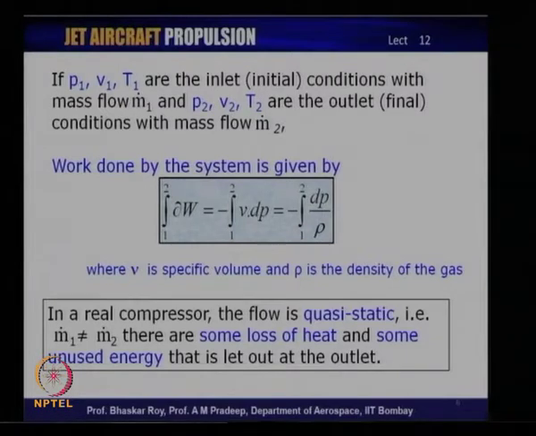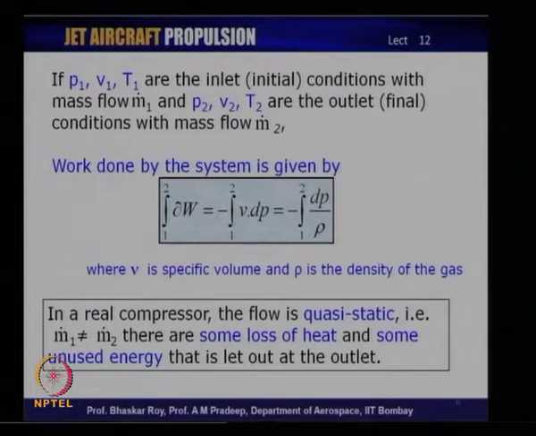Rho, of course, is the density of the gas or air, and V, of course, is the specific volume of gas or air. Now, in a real compressor, as I just mentioned a little while ago, the flow is likely to be quasi-static, which means m dot 1 may not be equal to m dot 2, and there is a possibility that the flow may not be adiabatic.